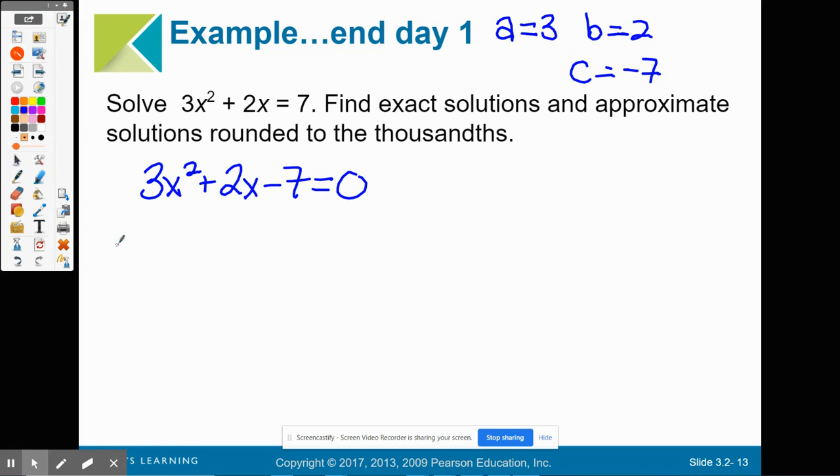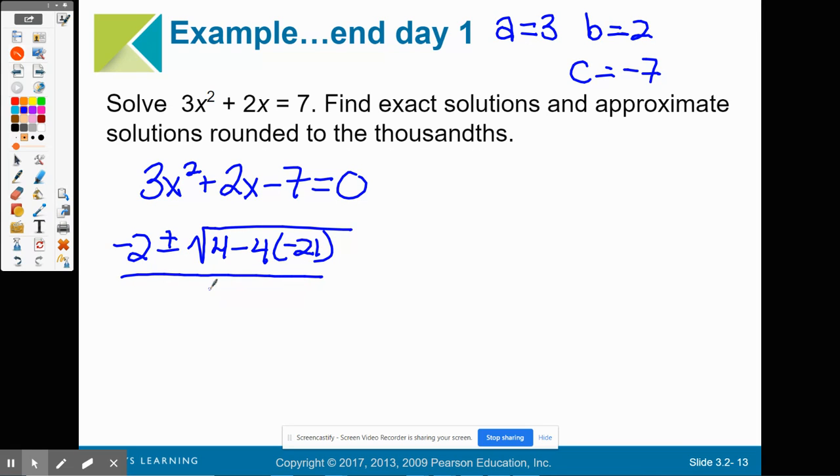X equals negative B is negative 2. Plus or minus square root. B squared will be 4. Minus 4 times A times C is negative 21. All over 2a, which this time is 6. So that's negative 2 plus or minus. Now I get my calculator. 4 minus 4 times negative 21 gives me 100 over 6. So that's negative 2 plus or minus the square root of 100.